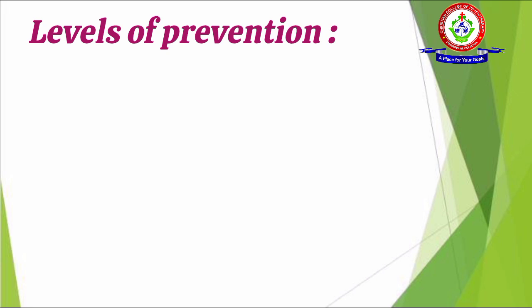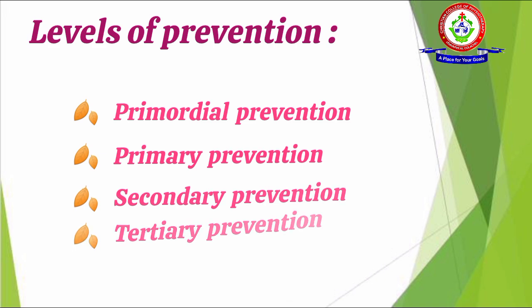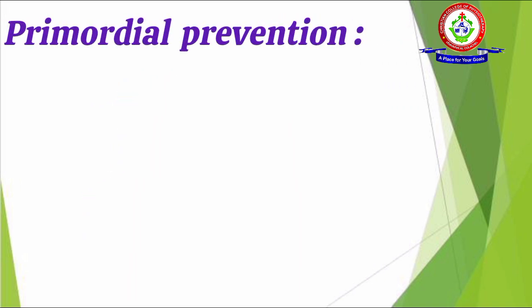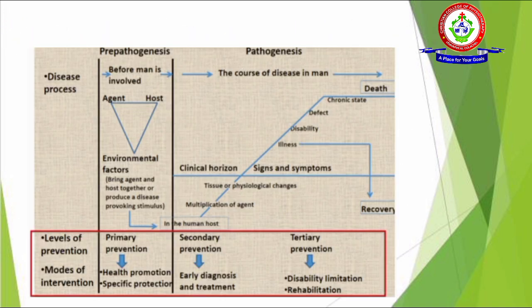Next of all, learn about levels of prevention. First type is primordial prevention, then primary prevention, secondary prevention, and tertiary prevention. Primordial prevention is the prevention of the emergence or development of risk factors in population groups. For example, many adult health problems like obesity and hypertension have their early origin in childhood. So, efforts are directed towards encouraging children to adopt healthy lifestyles.